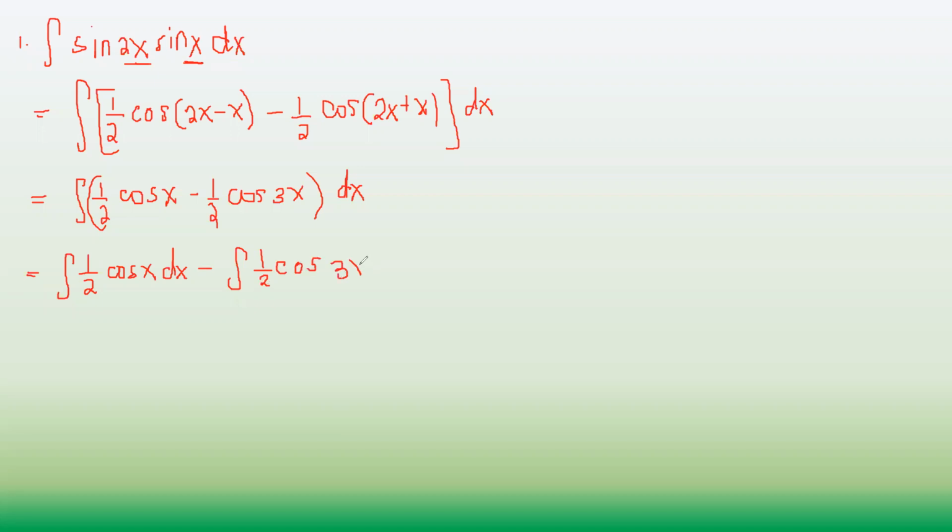Cosine 3x dx. Okay. Now, if we're going to analyze what's left here, it is just cosine u. Cosine u, the same, where we have an integration formula for cosine u du. Let's go back. If we have cosine u du, the integral of cosine u du is equal to sine u plus c.